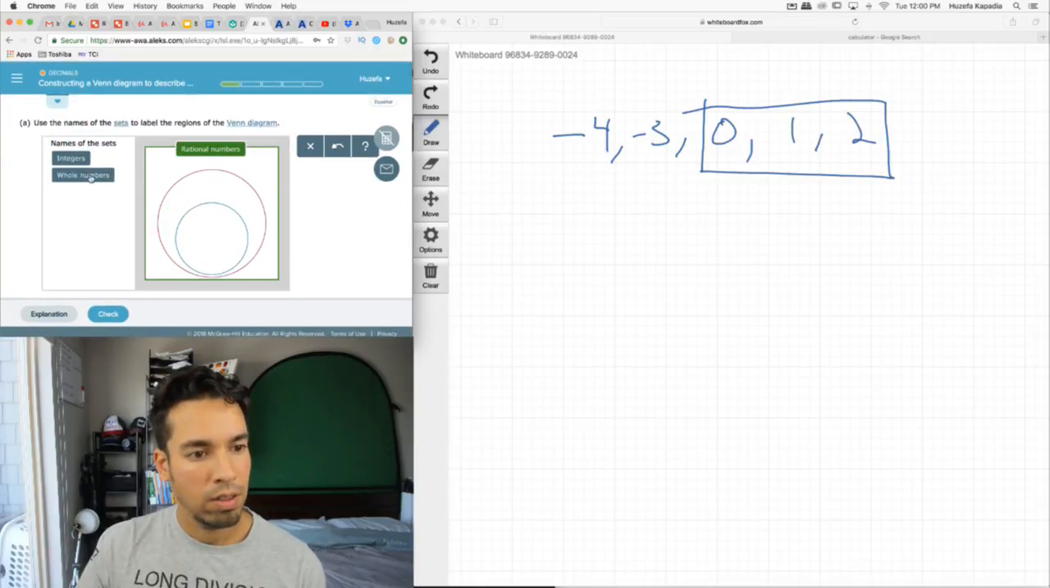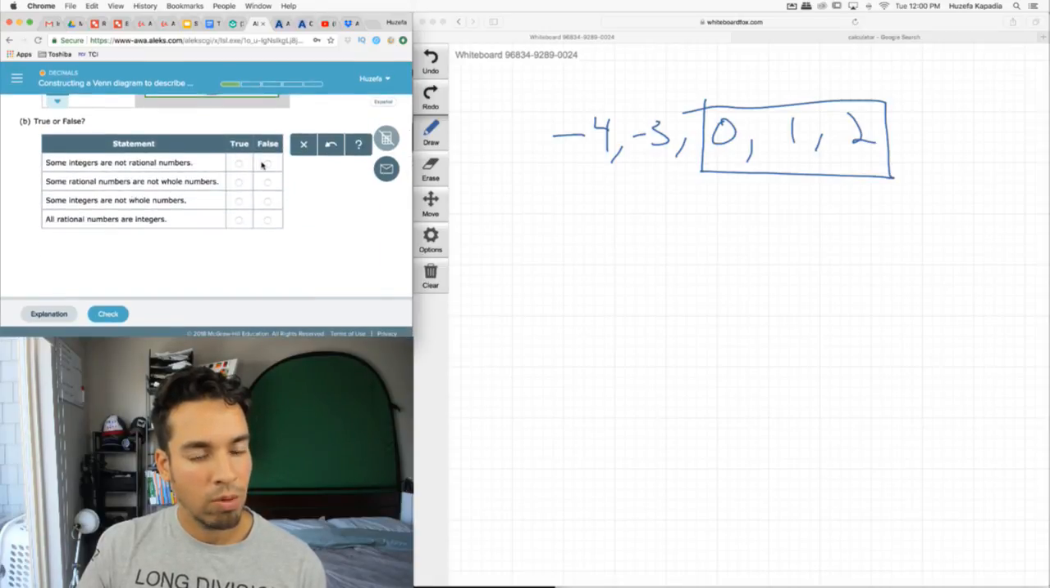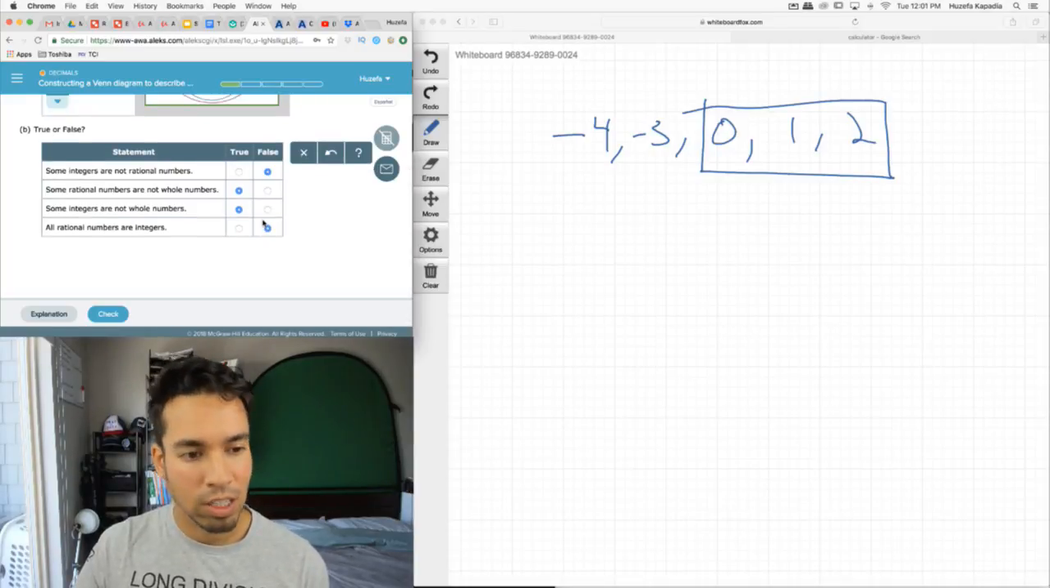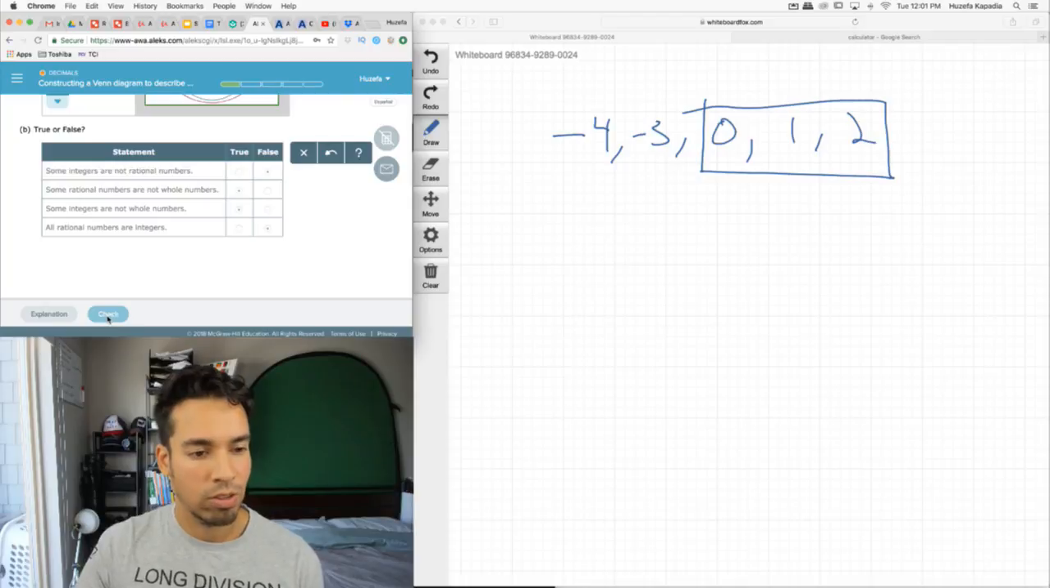Set it up again. Some integers are not rational. Impossible. They're all rational. Some rationals are not whole numbers. That's true. Some integers are not whole numbers. That's true, like negatives. All rational numbers are integers. False. Fractions, decimals, those are not integers, and those are rational.